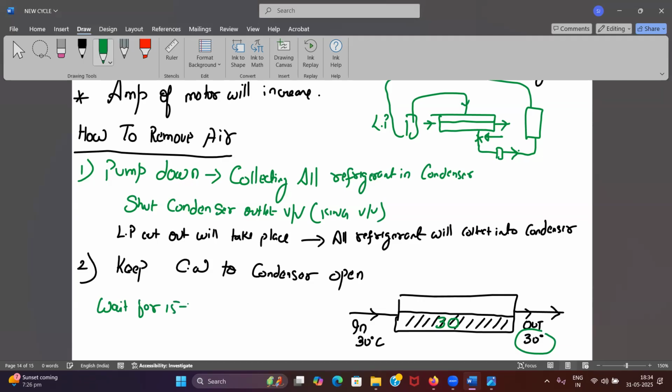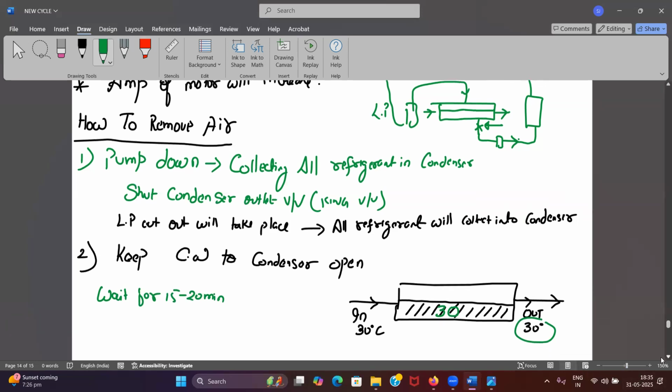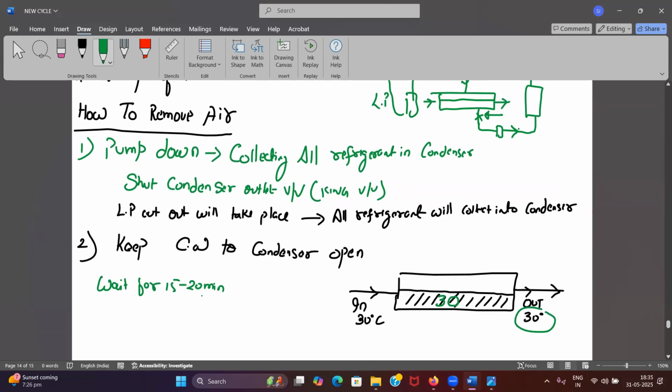Okay. सर ये जो सेकंड स्टेप में क्या लिखा सर? कीप कूलिंग वाटर टू कंडेंसर ओपन। थोड़ा राइटिंग मेरा ऐसा ही है, बट चलो सीख जाओगे, आदत पड़ जाएगा। Keep wait for 15 to 20 minutes and allow cooling water to match the refrigerant temperature to match the cooling water temperature.